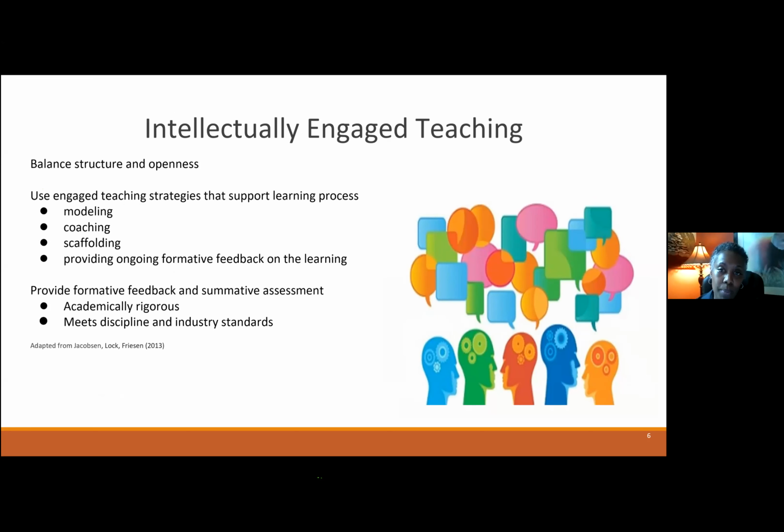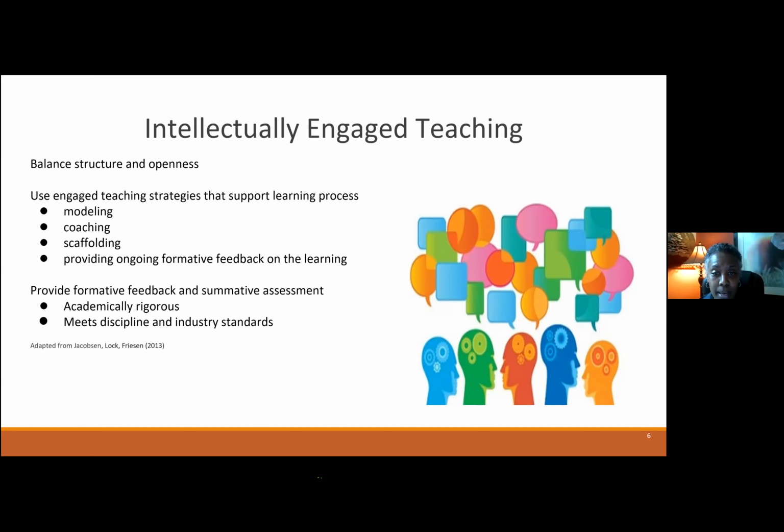Research indicates that the way people are learning has evolved, especially over the last decade or so. And it suggests that students learn best when they're able to participate in activities that pique their interest and challenge their thinking. That said, it's important for faculty to incorporate teaching strategies that will allow for action and engagement. Thus, engaged teaching will involve modeling, coaching, and scaffolding to get students to the level they need to be at, so that we're able to provide them with formative feedback to further support their learning.